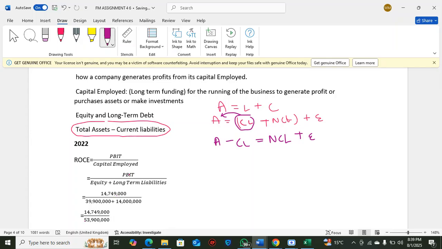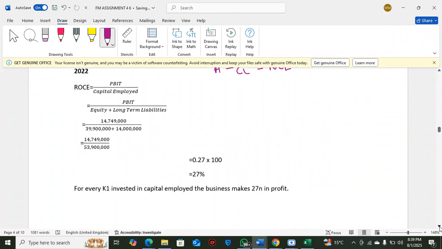Our operating profit is 14,749,000. So once we divide 14,749,000 by 53,900,000, we get 0.27. So for every one kwacha invested in capital employed, the business makes 27 ngwee in profit.